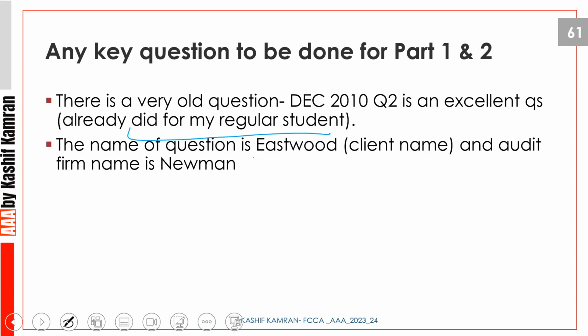It's either by the name of Eastwood, because Eastwood was the name of the client, or with the name of Newman. Newman was the name of the firm. So either you will get a question by the name of Eastwood or Newman. It's the December 10, question number 2. But this question is such an excellent question. It covers social, environmental, and sustainability information, procedures, and it also covers the matters. So please ensure you do spend time on it, though it's a very old question.